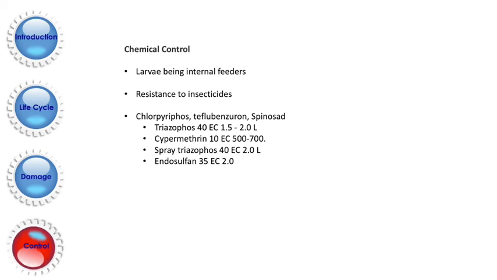However, triazophos at the rate of 1.5 to 2 liters and cypermethrin at the rate of 500 to 700 ml, and triazophos at the rate of 2 liters and endosulfan at the rate of 2 liters, can be prescribed to use to control pink bollworm.